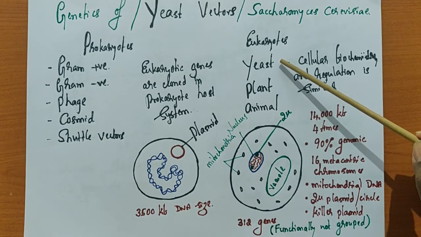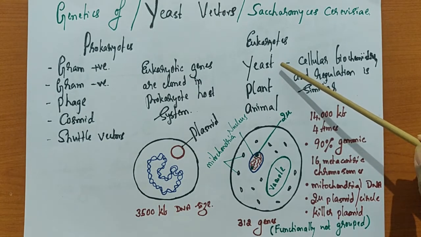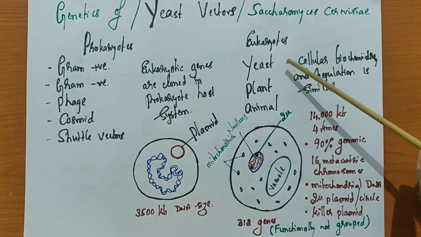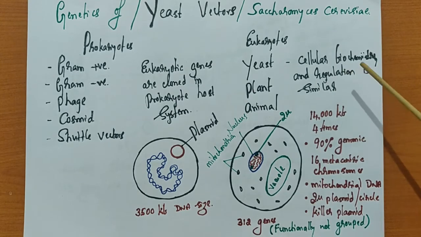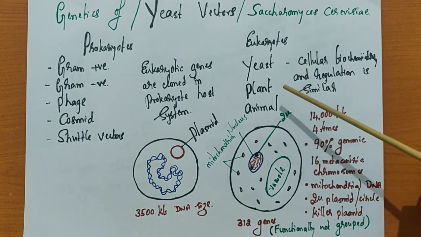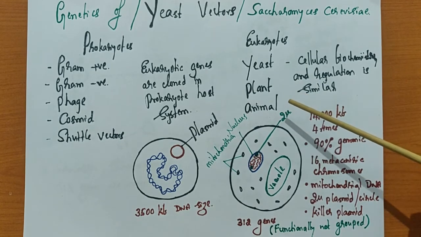It is easy to culture both in liquid medium as well as in the solid medium. That is number one. Another important one is that the cellular biochemistry and regulation of a yeast cell is very much similar to that of a plant cell or an animal cell.